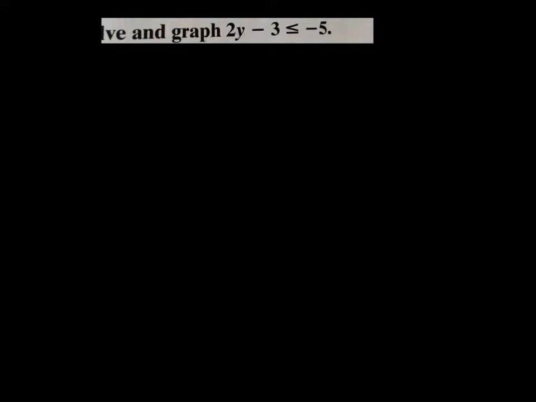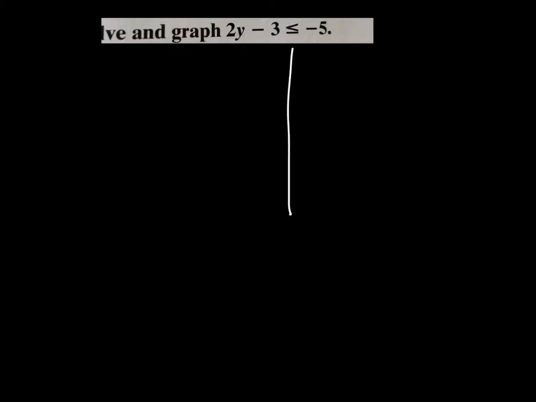Okay, so for our examples for 7-5, we're just going to jump right into it. We're going to solve and graph this one. Now it looks a lot like what we've been doing. These are multi-step inequalities, in this case really just kind of a two-step thing. And so we're going to solve it just like we have good old-fashioned equations.